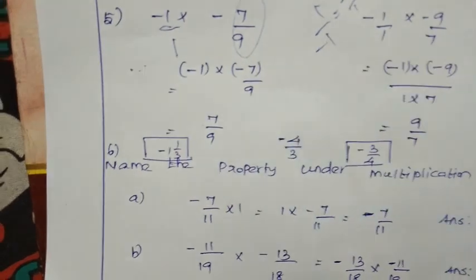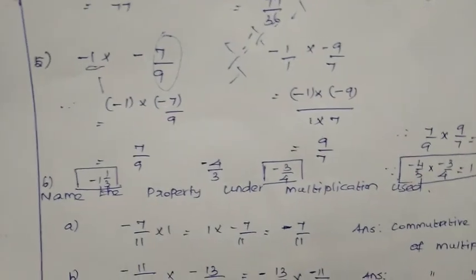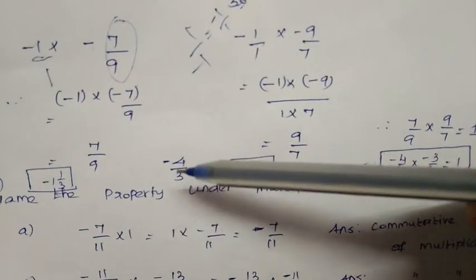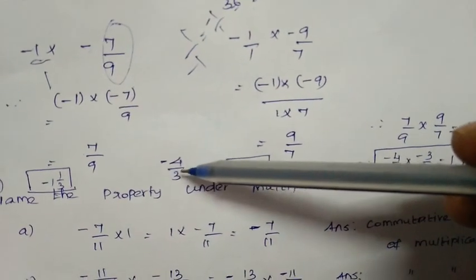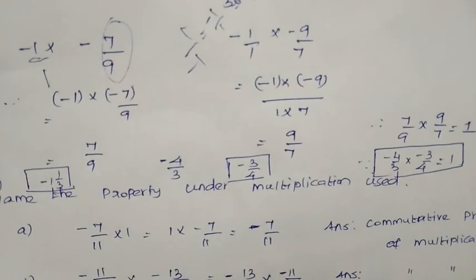Suppose it is in mixed fraction, minus 1 by 1 by 3. Change it into the improper fraction, so that is minus 4 by 3. Then the reciprocal is minus 3 by 4. That's all; change into the fraction first.